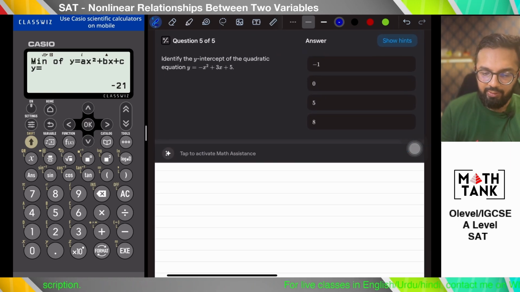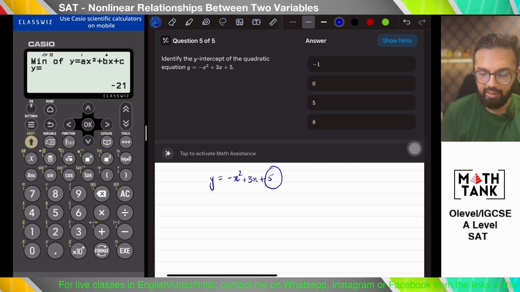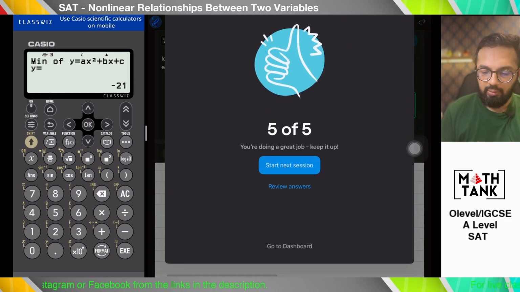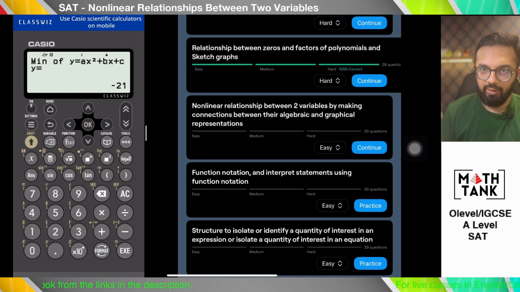Identify the y-intercept. Whenever you have the equation in the standard form, the y-intercept is basically the number at the end. So this is the y-intercept. I'll have some more easy questions.